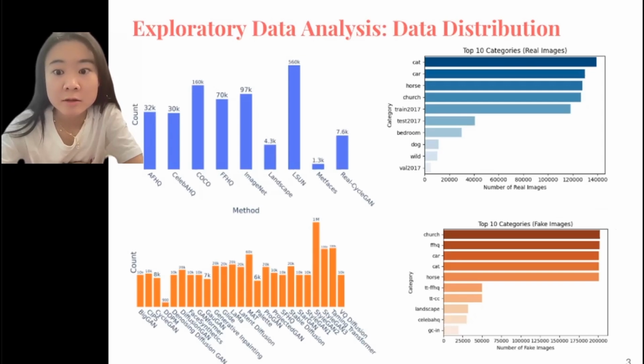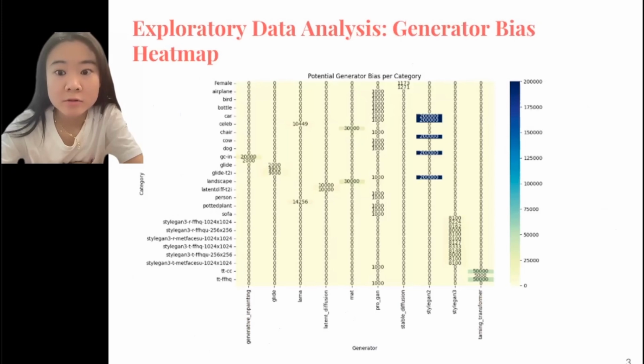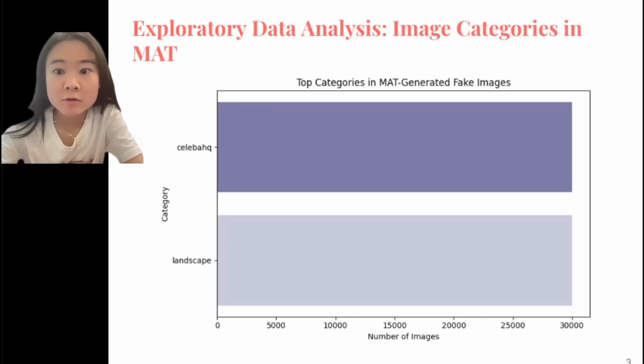Looking at the distribution of real and fake images from our data, LSUN dominates the real sources and StyleGAN2 dominates fake, highlighting strong imbalance. Category-wise, it includes non-semantic or missing labels. This heat map shows that some generators like StyleGAN2 overproduce specific categories like dog or landscape, revealing strong generator bias. Given our goal is to evaluate generalizability, we selected MAT as the unseen generator for our test set source because it contributes a moderate 60K fake images.